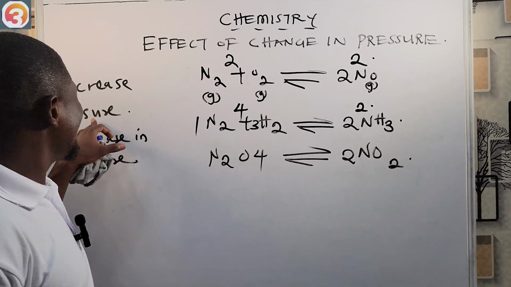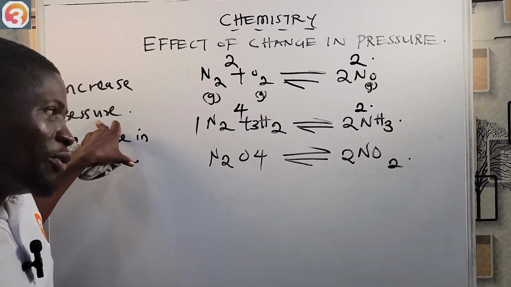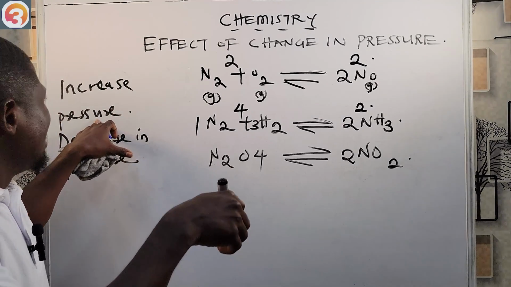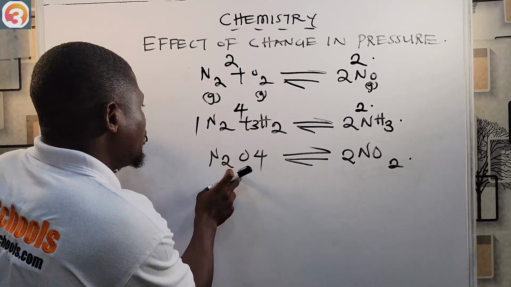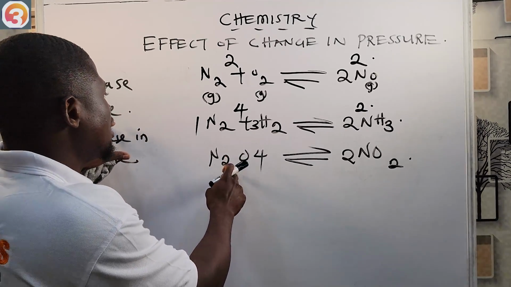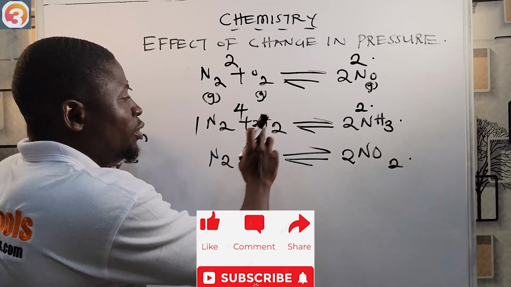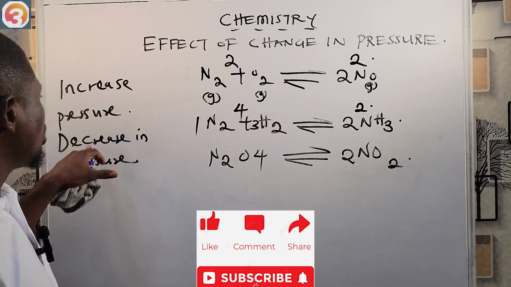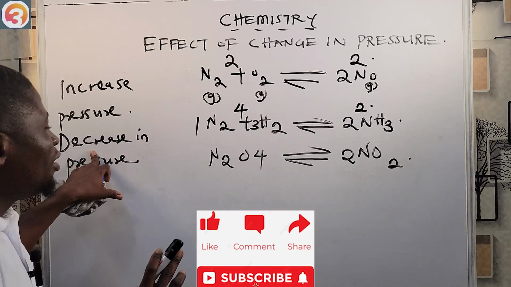Now if you are increasing pressure, which side will it favor? It will favor the side that has less volume. Which side has less volume? It will favor the backward reaction, because it has less volume than the forward reaction. Okay, so if you decrease pressure now, it will favor the side that has what?